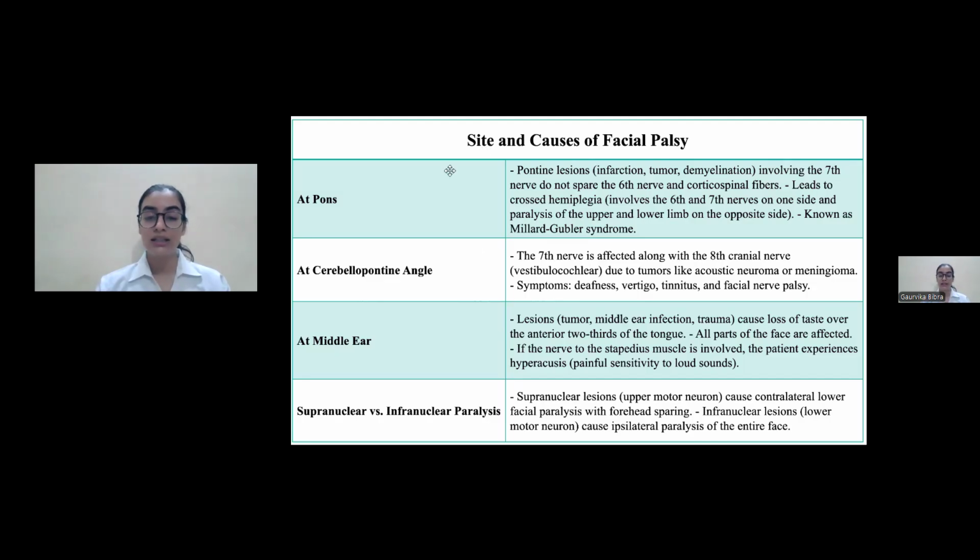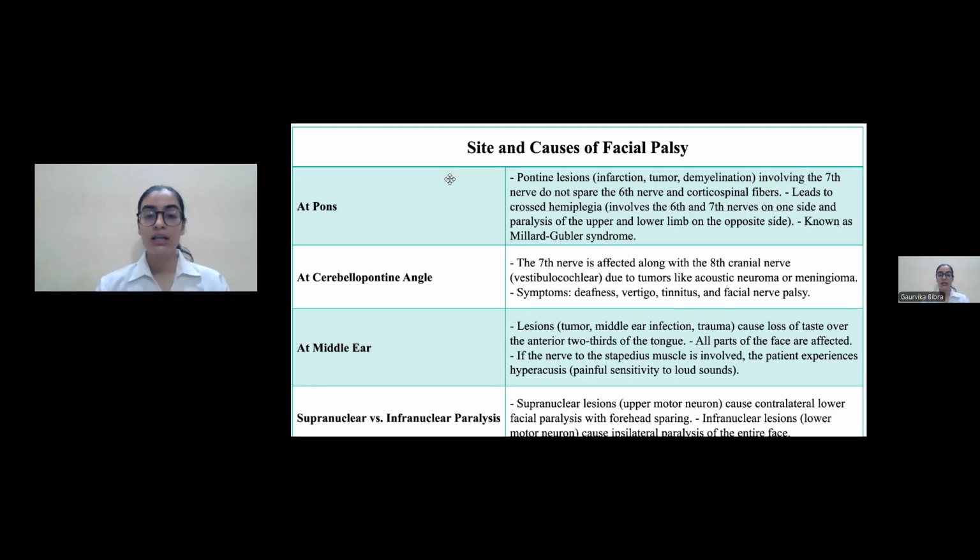Now, the site and causes of facial nerve lesions. There are different causes at the different sites of the facial nerve. If the lesion is at the pons level, a pontine lesion, it would involve the seventh nerve, and it will not spare the sixth nerve and the corticospinal fibers, which would lead to crossed hemiplegia. It is also known as Millard-Gubler syndrome.